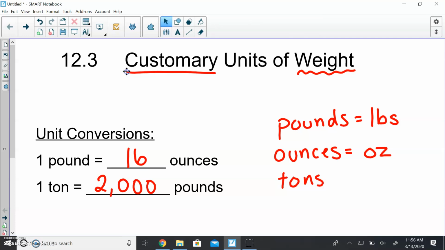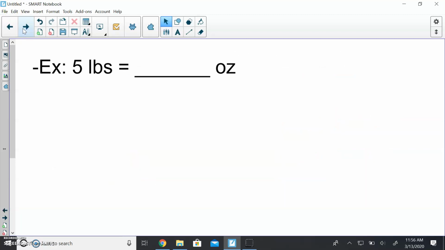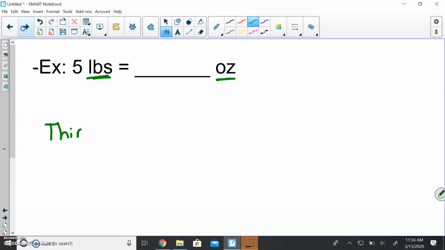We're going to use these conversions as we go through and do our practice problems, which don't want to work on the screen, so I've got to do it on the computer. There we go. Okay, so our first example, 5 pounds is equal to how many ounces? So just like yesterday, we have to think about the relationship between our two units. So we have to think, how many ounces are there in 1 pound? We have to think 1 pound is equal to 16 ounces.